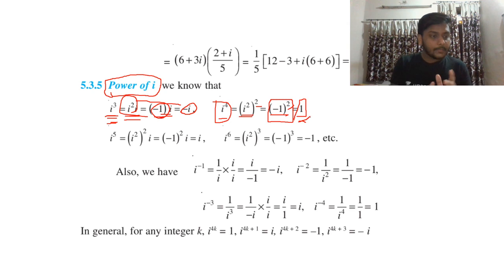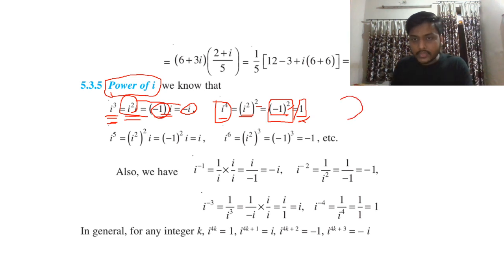Whatever part is completely divided by 4, guys listen to me, that part's value will become 1, because we know i to the power 4 is 1, i to the power 8 is 1, i to the power 12 is 1. All the multiples of 4, if they come in the power of i, what will be their value? Their value will be 1.